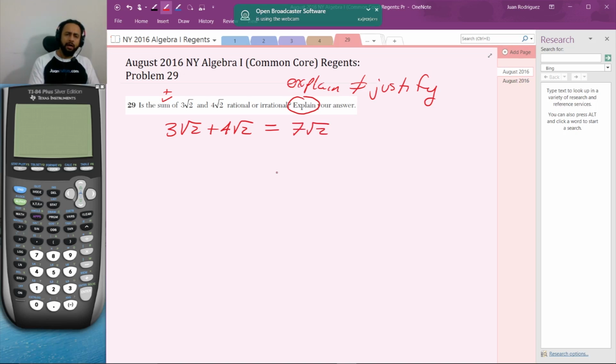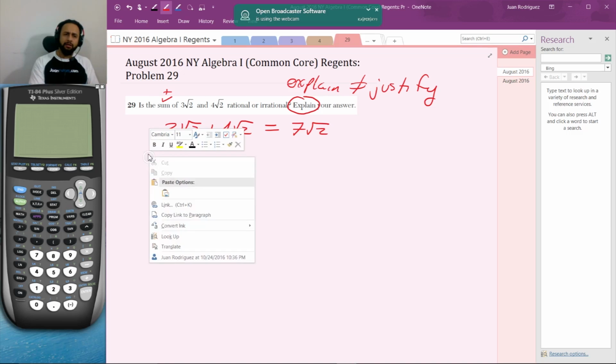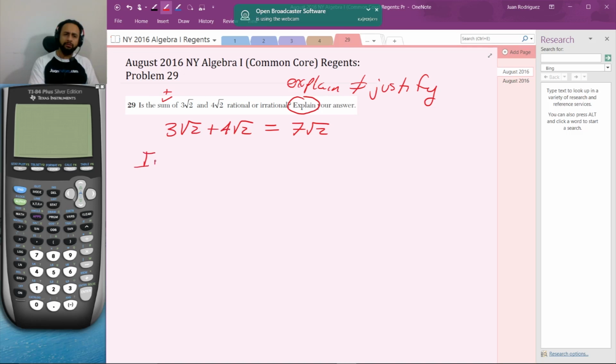Okay, now this is not rational. How do I know? Because radical 2 is irrational and 7 is rational. So the product of a rational number and an irrational number is irrational. So the answer is that this is irrational.